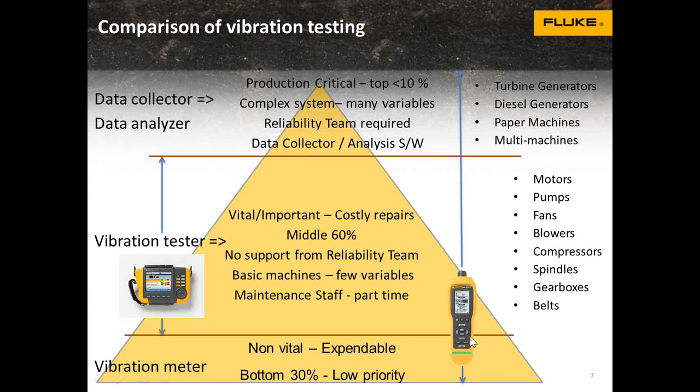You can notice the vibration meter can be used on all machines in the machine pyramid, because it can be used to help the reliability team on their critical machines. It can be used to help the maintenance staff with their vital machines, and it can be used on the machines that aren't being monitored down at the bottom. So we'll talk about these two devices, the vibration tester for the mainstream machines and the vibration meter for the low-end machines and the rest of the machine pyramid.